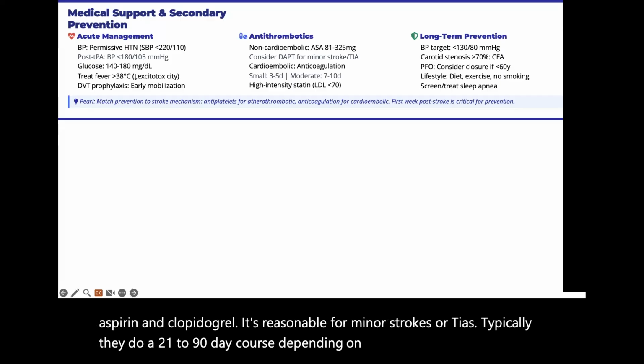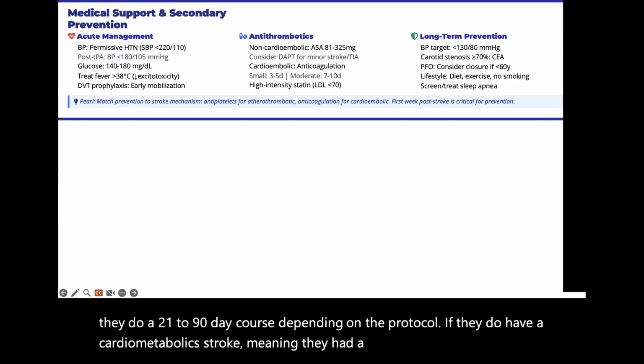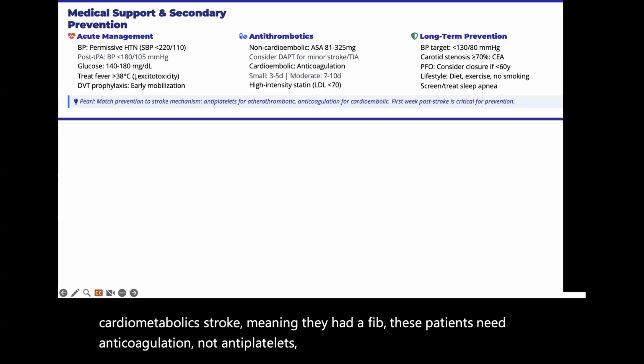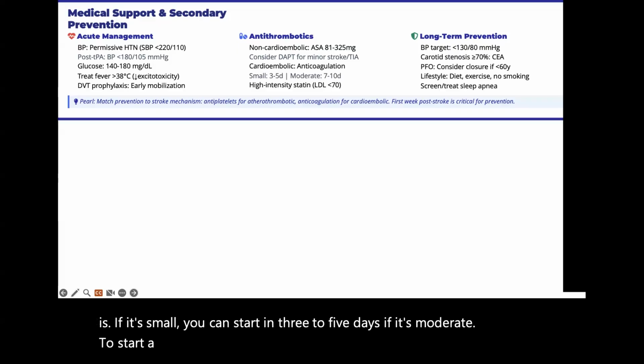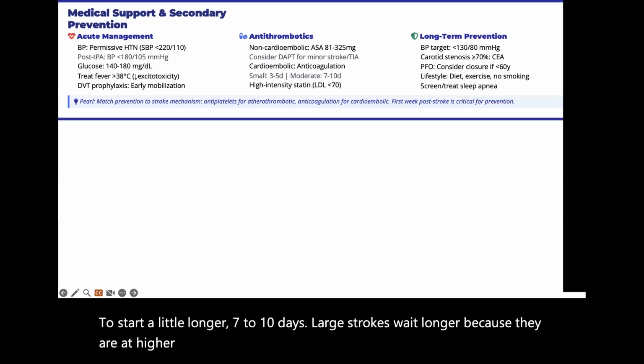If they do have a cardioembolic stroke, meaning they had AFib, these patients need anticoagulation, not antiplatelets. So timing for this depends on how big it is. If it's small, you can start in 3 to 5 days. If it's moderate, you start a little longer, 7 to 10 days. Large strokes wait longer because they are at higher risk for a hemorrhagic conversion.